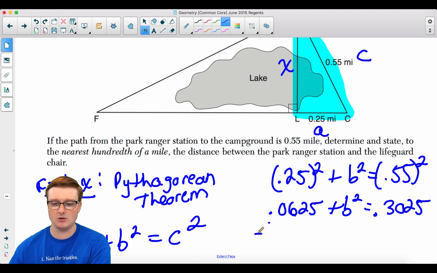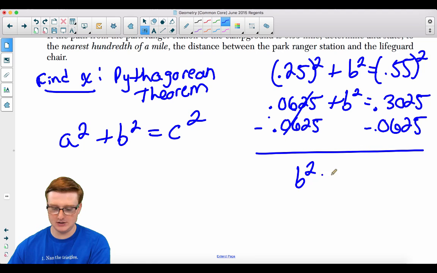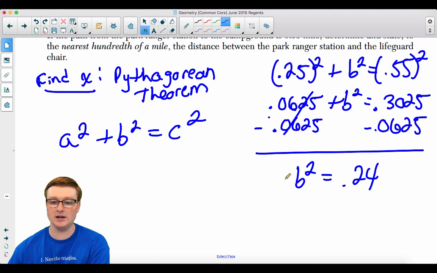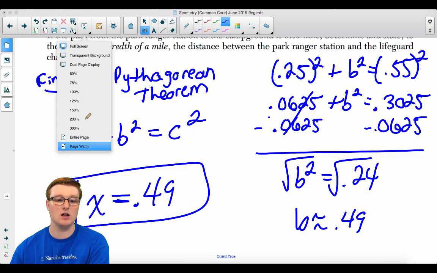0.3025. I'm going to subtract 0.0625 on both sides. I then get b squared is equal to 0.24, and then you just take the square root of both sides, and you get b is approximately equal to 0.49. So I'm going to say that x is equal to 0.49 as my answer to the first part.